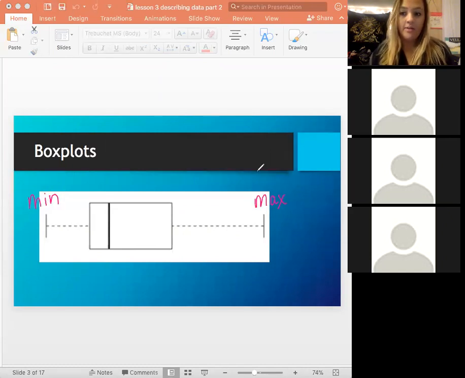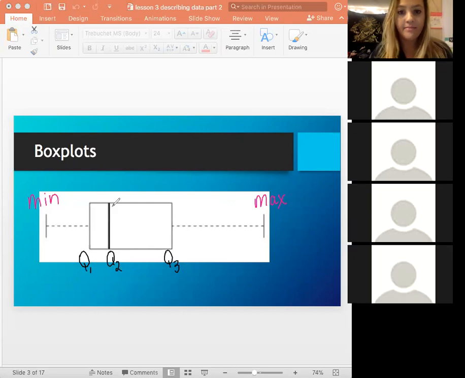So you always have your minimum and your maximum. And then in the middle, you're going to have your quartiles. So Q1, Q2, and Q3. Can anyone tell me what the percentile is for Q2, maybe?